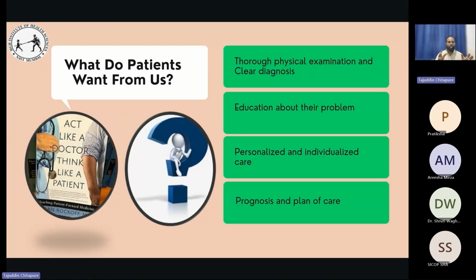When you have the data with you, the history and all the factors, then you will be able to plan a better plan of care for the patient. And finally comes the prognosis and plan of care. So these are the basic outcomes patients want from us.